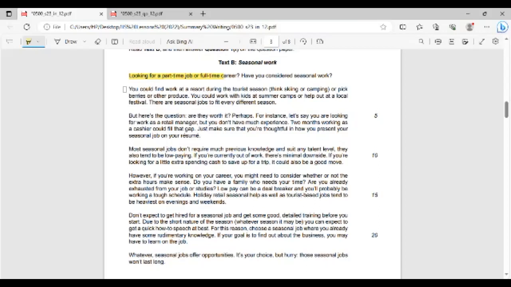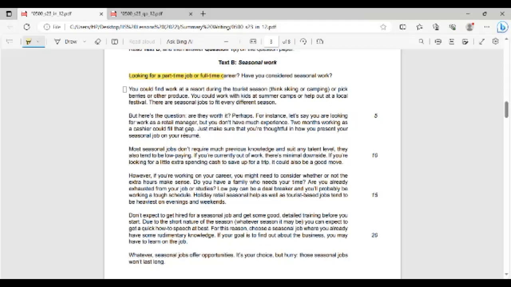You could find work at a resort during the tourist season, think skiing or camping, or pick berries or other produce. You could work with kids at summer camps or help out at a local festival. There are seasonal jobs to fit every different season. So what I see in the second paragraph, I see 2 points, two advantages of seasonal work. I see a point that is implicit and I see a point that is obvious. I hope you're also seeing the implicit, but could somebody just think which point in this paragraph is the implicit? Think, think.